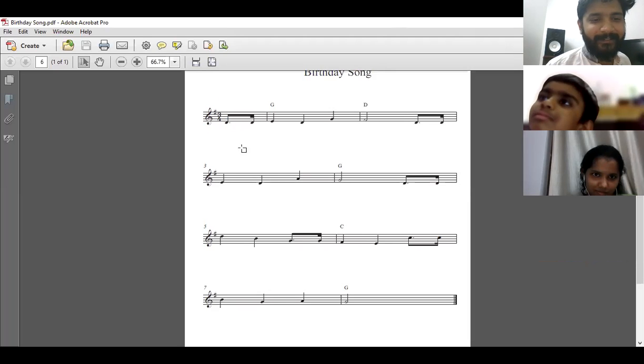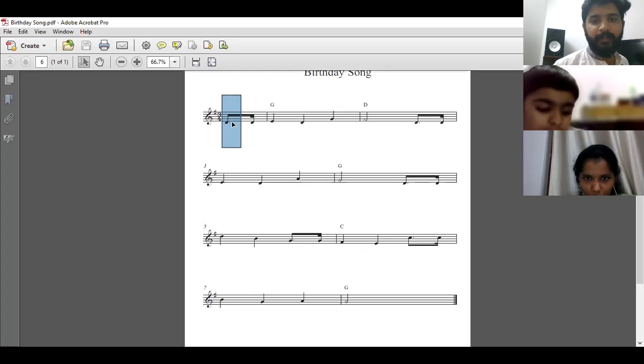Yeah, it's what? 3 quarter, right? It's 3 by 4. 3 quarter of a beat. Can you find how many 3 by 4 beats are there in this song? How many 3 by 4 beats are there in the birthday song?